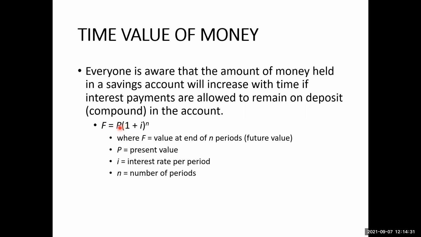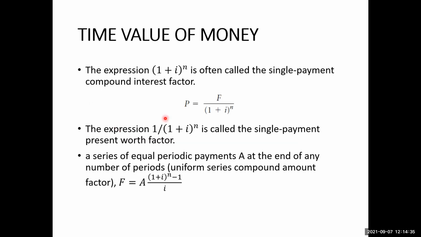The opposite of that is if we want to get the value of P from F, so the formula becomes P is equal to F over (1 plus i) to the power n. This is called the single payment present worth factor. In engineering economy, there are different names for these terms. P and F are there in these formulas.